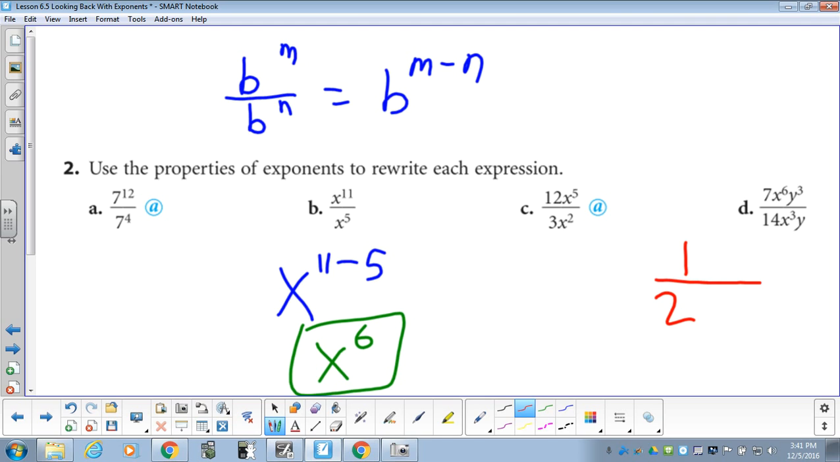And so let's simplify these x's. X to the 6 over x to the third. How many x's are left? Exactly, x to the third power. Now what about these y's? We have x to the third power in the top, y to the third power in the top, y to the first power in the bottom.